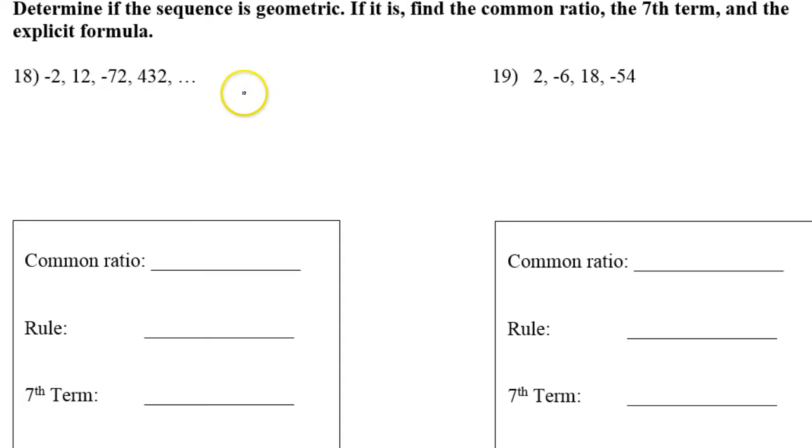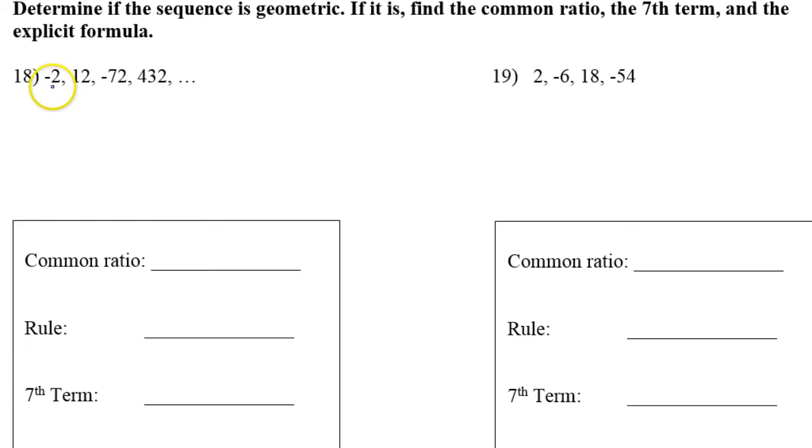So here's the deal. A list of numbers like this is a sequence. And some sequences follow a specific pattern that gives them a special name. One of those is geometric. Now, a sequence is geometric if it has a common ratio from term to term. That means if you take each term and divide by the previous term, you should get the same number over and over again. So let's check and see if number 18 is geometric.